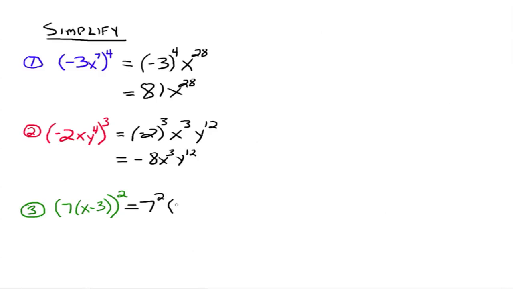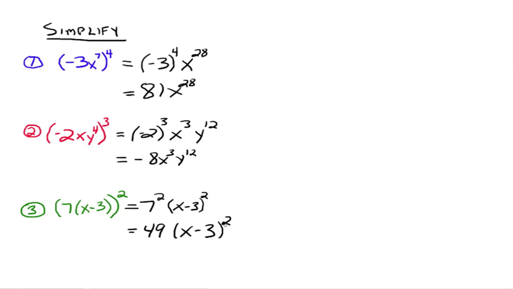What's the exponent on the x minus 3? Inside here, it's a 1. Remember, if we don't write it up there, it's understood to be a 1. So you've got that 1 times 2, which gives you 2. And then this goes down to 7 squared is 49 times x minus 3 squared.